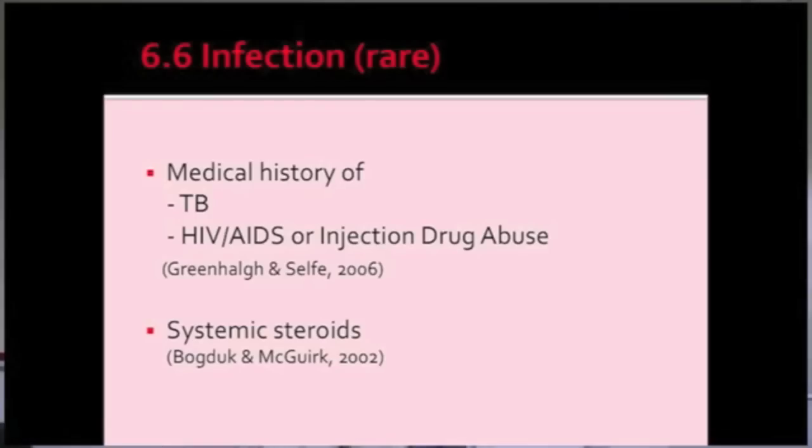Infections are quite rare, and these are the TBs, HIV, AIDS, or injection drug abuse. Now, although I've said they're rare, again, it does depend on the context, and deprived inner city areas are more likely to see more of these kinds of patients than perhaps some of the more leafy green suburban and rural areas. Okay? And patients that have abused systemic steroids in the past may also suffer from some sort of infection.